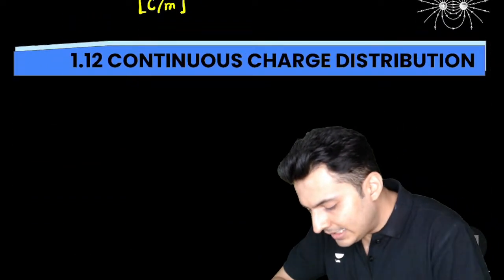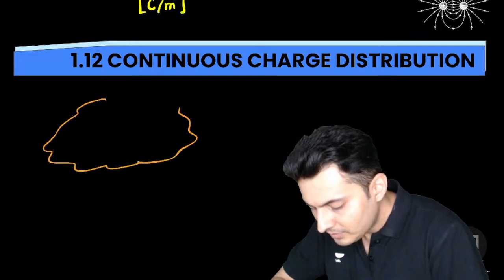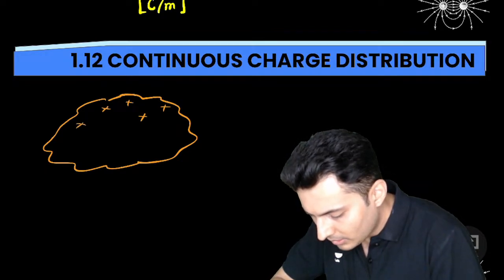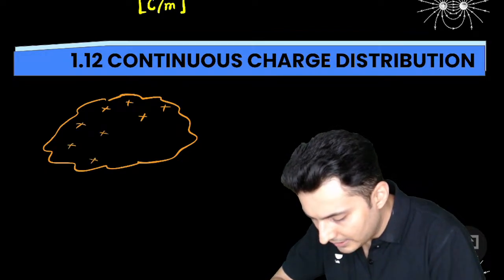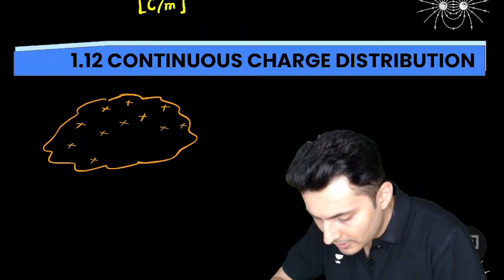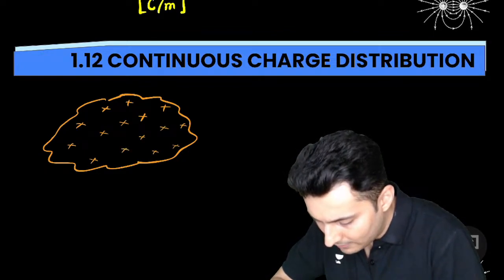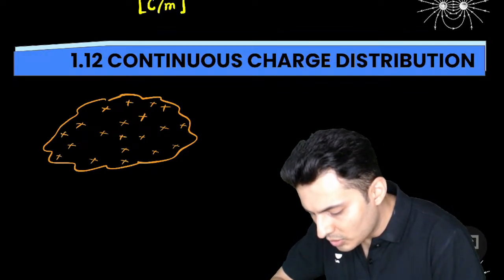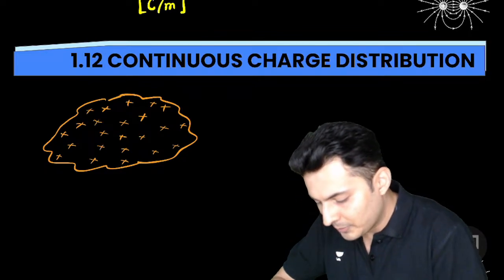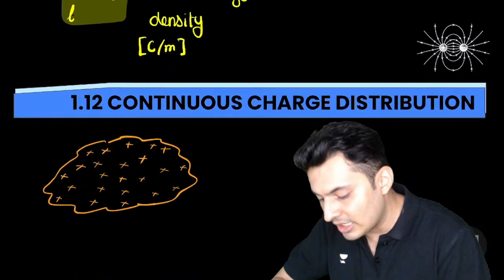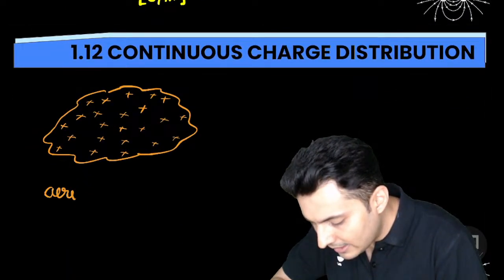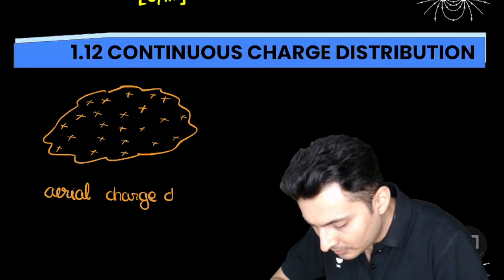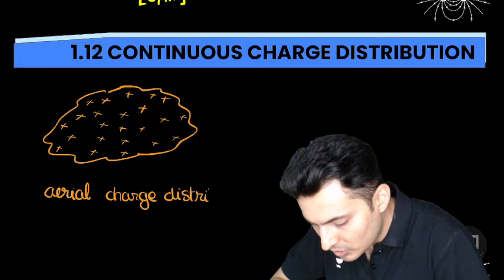Similarly, if I take a sheet and let's say it's charged like this. The sheet is basically charged in this particular manner. There is charge distributed everywhere. I want to find the field. So for that, what kind of distribution would I need? Just like it was linear charge distribution, here it is areal, along the area. Areal charge distribution.